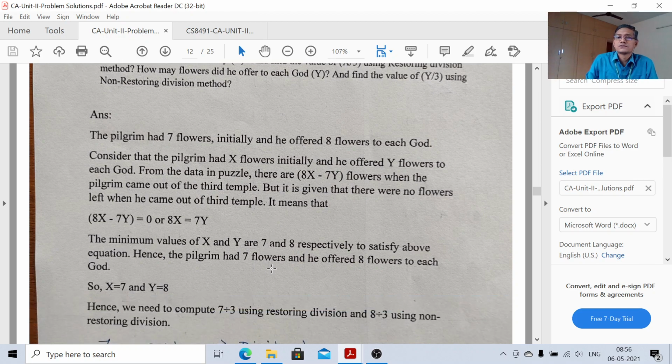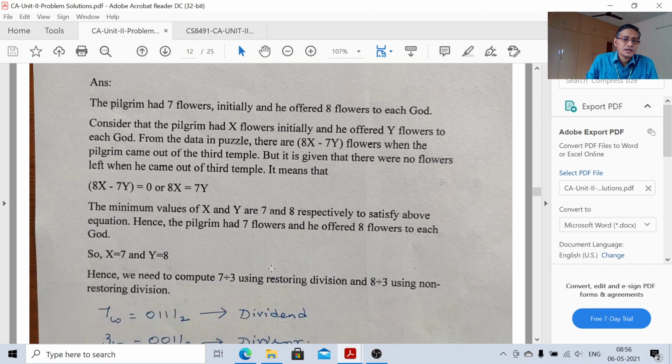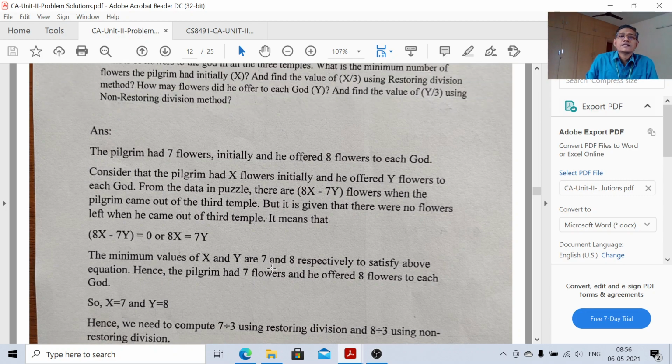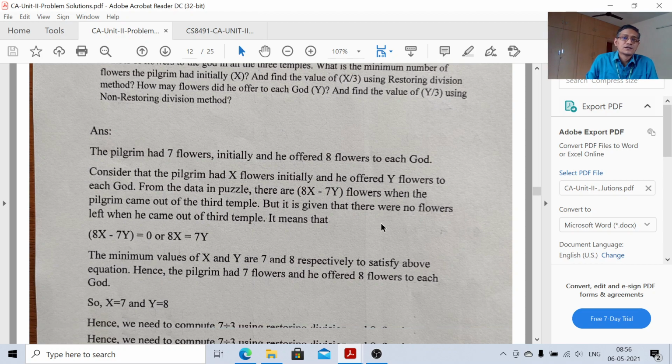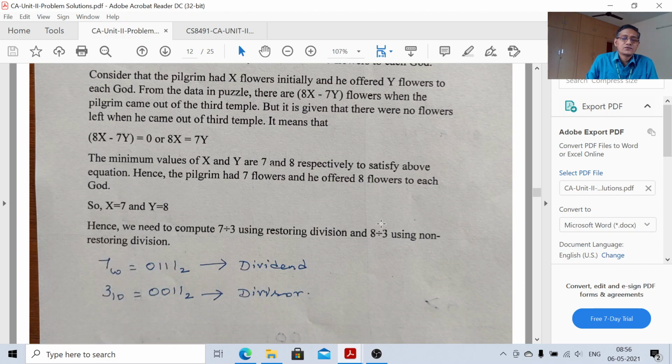So x is equal to 7 and y is equal to 8. Now we have found the value of x and y. Now we are in a position to perform the division, x divided by 3 and y divided by 3, as asked in the problem. So we need to find 7 divided by 3 using restoring division, and 8 divided by 3 using the non-restoring division algorithm.